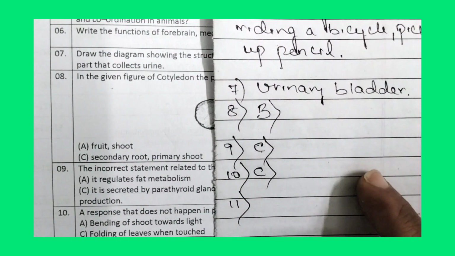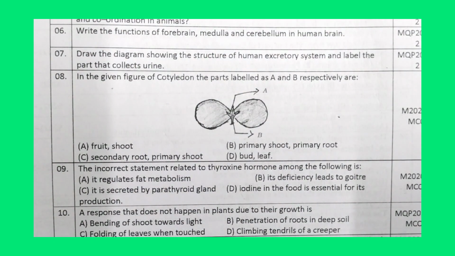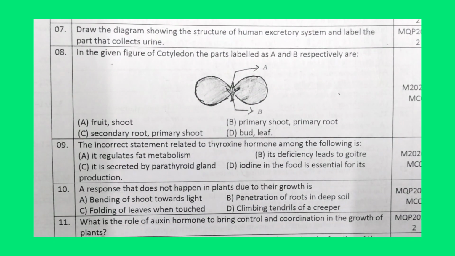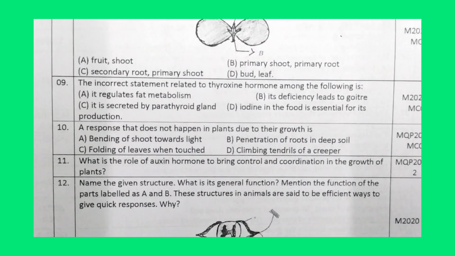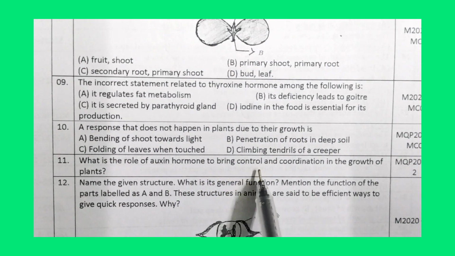Now let us move to the 11th question. The question asks: what is the role of auxin hormone in bringing control and coordination in the growth of plants? So now let us answer this question.